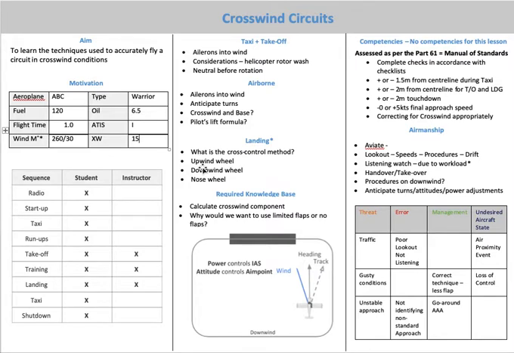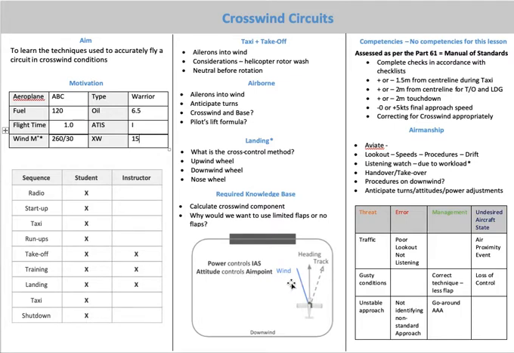So why do we use limited flaps or no flaps? By using less flap, there's less surface area for the wind to act on, so it's a bit easier to control, and also we can come in at a faster speed, since we need to anyway as our stall speed increases, and it provides greater control. So remember, power controls airspeed, and attitude controls your aim point.